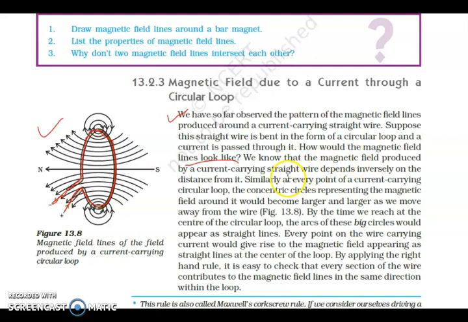We know that the magnetic field produced by a current carrying straight conductor depends inversely upon the distance from it. Meaning as we move away from the wire, the magnetic field will keep on decreasing in magnitude.